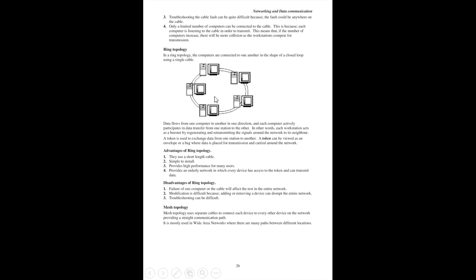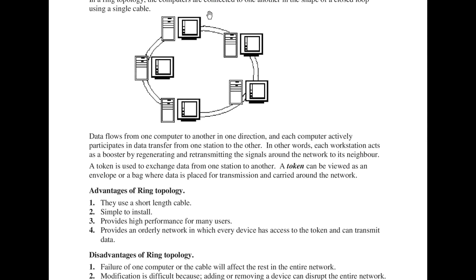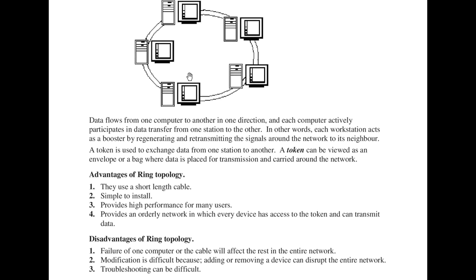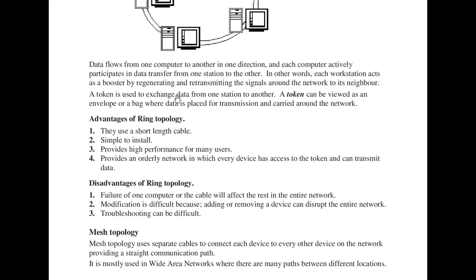Then we have a ring. You see, this looks like a ring. All machines are arranged peer-to-peer. All machines are equal to each other. So we usually also have the advantages of these ones and also the disadvantages. So pause the video, look at the advantages and the disadvantages of various topologies.